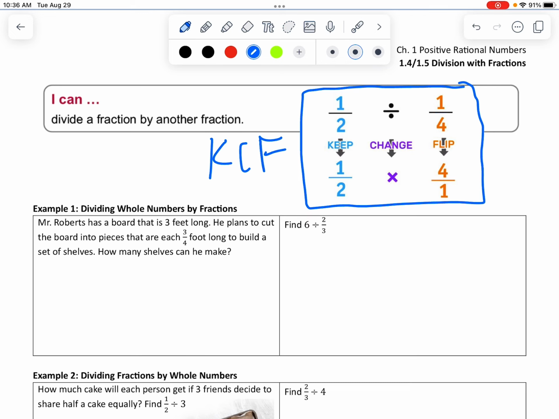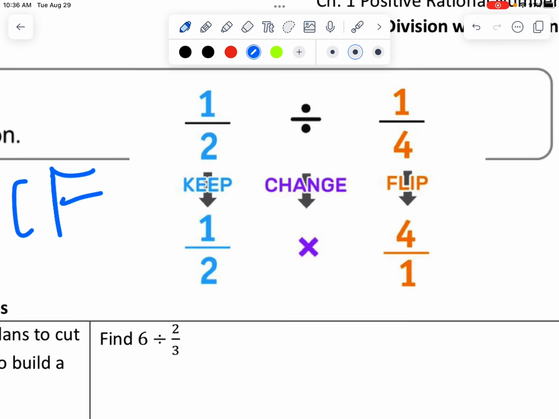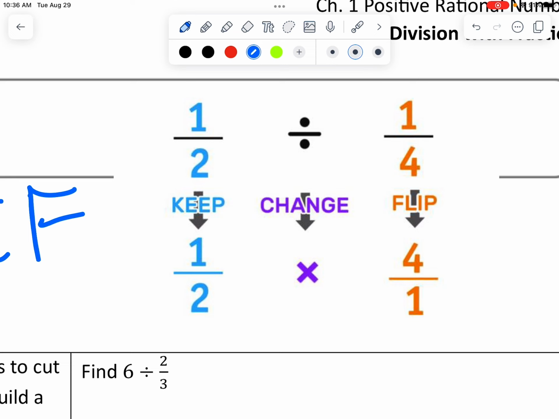So when you divide fractions, you can see up here, we have 1/2 divided by 1/4. So we keep 1/2 the same, we change our division to multiplication, and then we flip our second fraction to its reciprocal. So remember, its reciprocal is always it flipped. It's the opposite. So 1/4, opposite 4/1. So you flip the numerator to the denominator, and then you just multiply like normal.